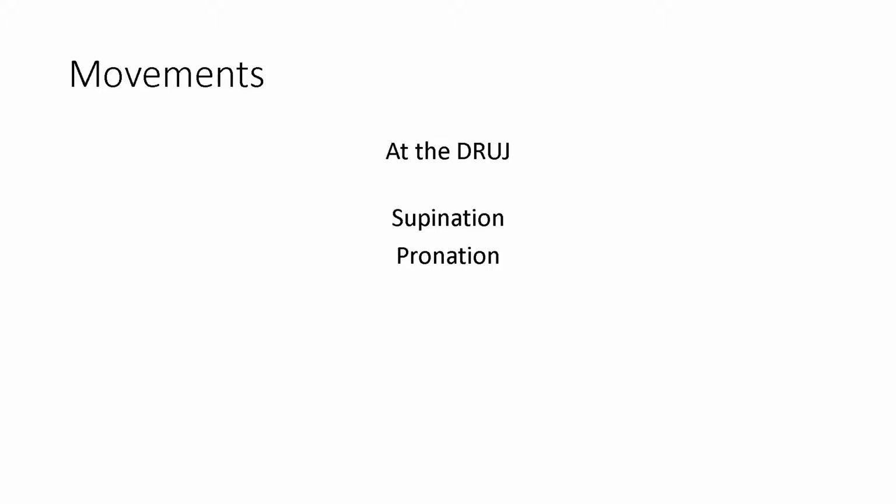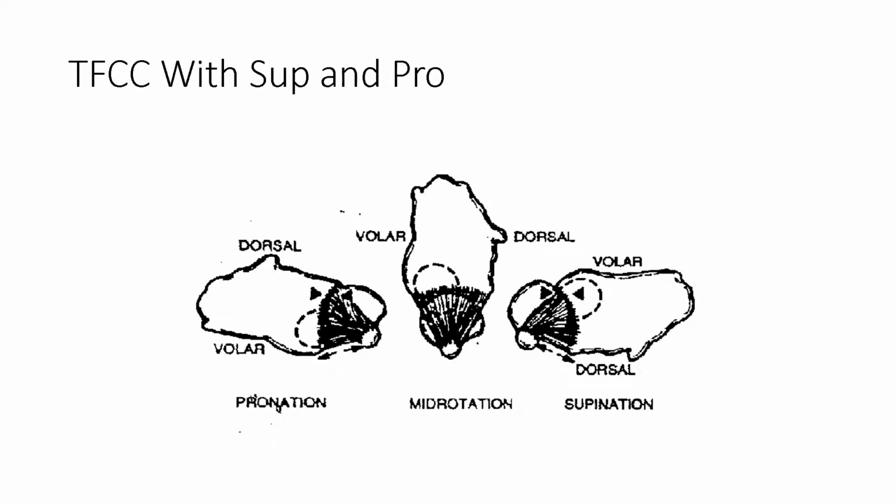So the movements at the distal radial ulnar joint are supination and pronation. You know that. We've already talked about that as well. This is kind of difficult to explain to you on an audio recording, so I will try to explain it a little bit better in class. But basically, as we look at the TFCC, this just shows how that TFCC becomes stretched in pronation and supination and can create some pain for somebody who has a fall on outstretched hand injury.